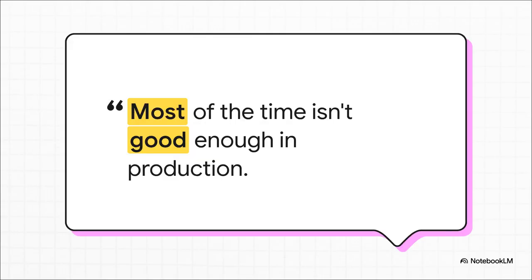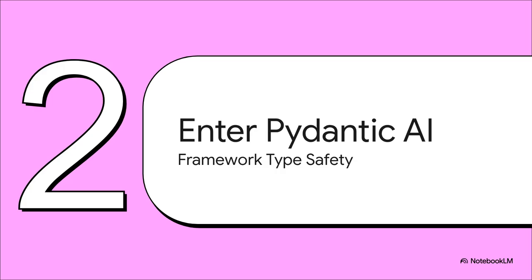And that brings us to a really harsh truth. Most of the time simply isn't good enough in production. When you ask an LLM for structured data, like a customer support ticket, yeah, it might actually work most of the time. But in a live environment, an agent that works 95% of the time means 5% of your pipeline is actively breaking downstream code and causing system crashes. No way you can scale that. So we need a better way.